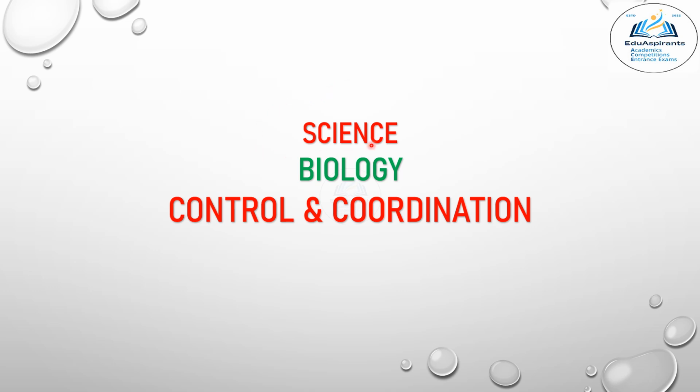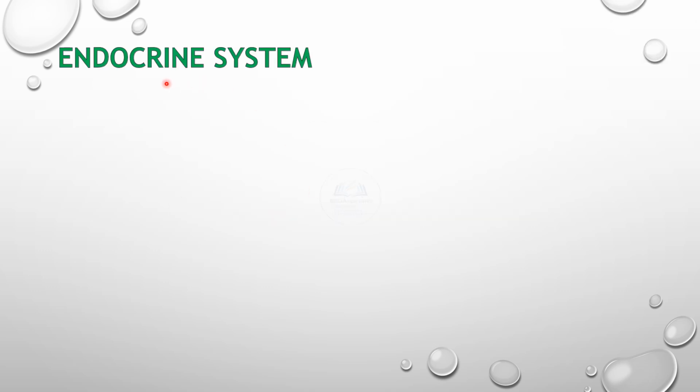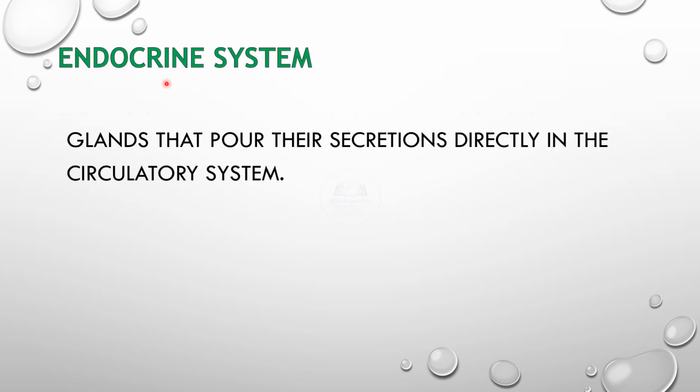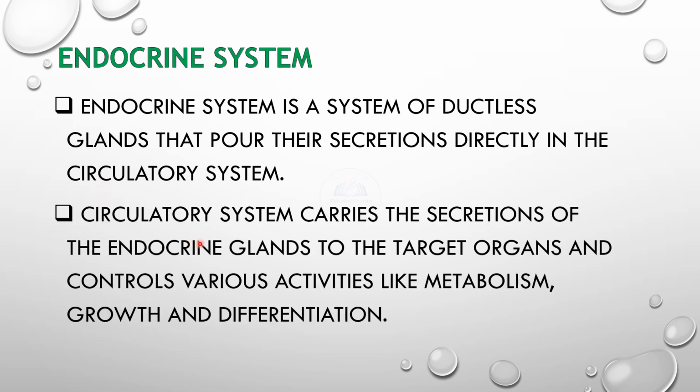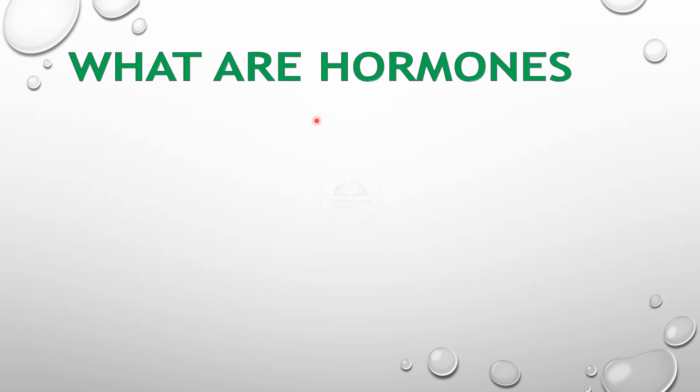In the series of our videos on biology, we shall learn control and coordination. In this, we will learn about the endocrine system. The endocrine system is a system of ductless glands that pour their secretions directly into the circulatory system. The circulatory system carries the secretions of the endocrine glands to the target organs and controls various activities like metabolism, growth and differentiation of tissues. What are hormones?